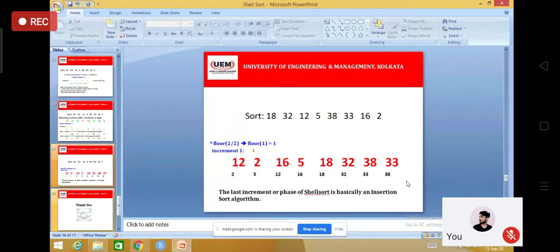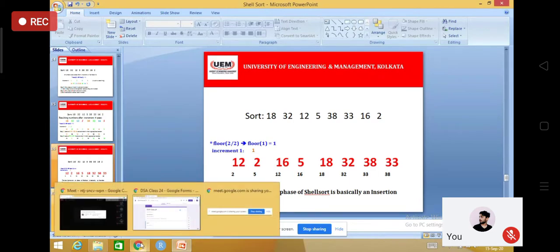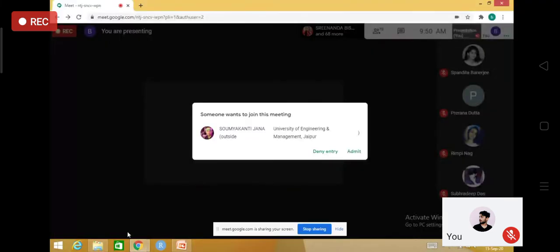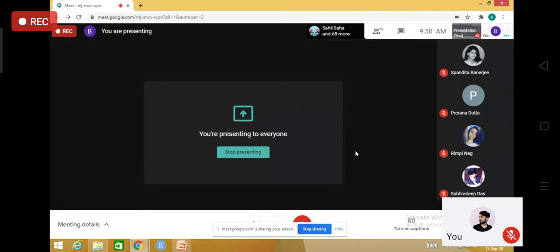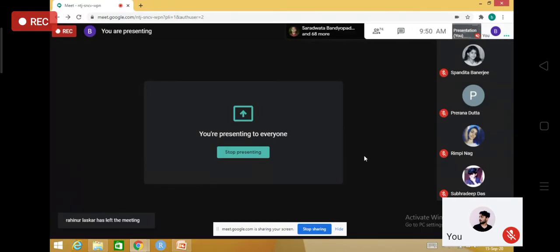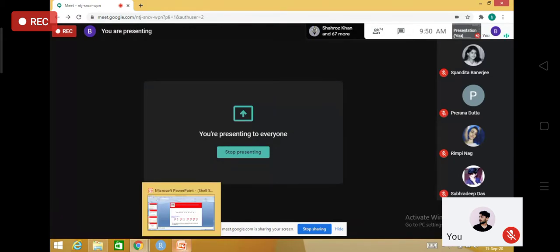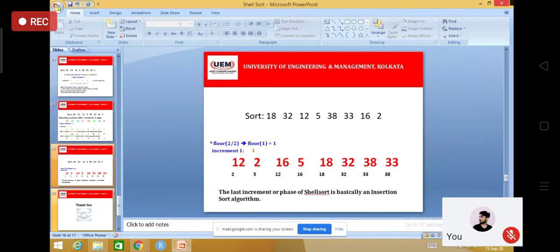So is there any question regarding the shell sort? Otherwise, I will proceed to some other sorting. Is there any question regarding the shell sort? Okay, I think there is no such question. Okay, fine. So if there is no question, then I should proceed to the next algorithm.